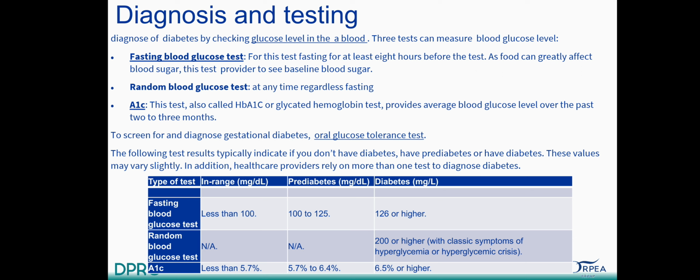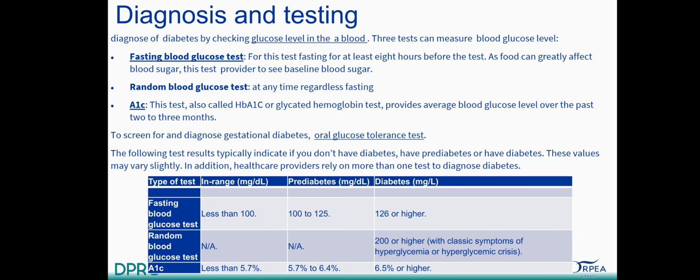Here is a small overview of the readings of the 3 tests in each state. For example, a fasting blood glucose level in the normal range should be less than 100. If the person is in the pre-diabetic state, it will be between 100 and 125. If the person is diagnosed as diabetic, their fasting blood glucose will be 126 or more.